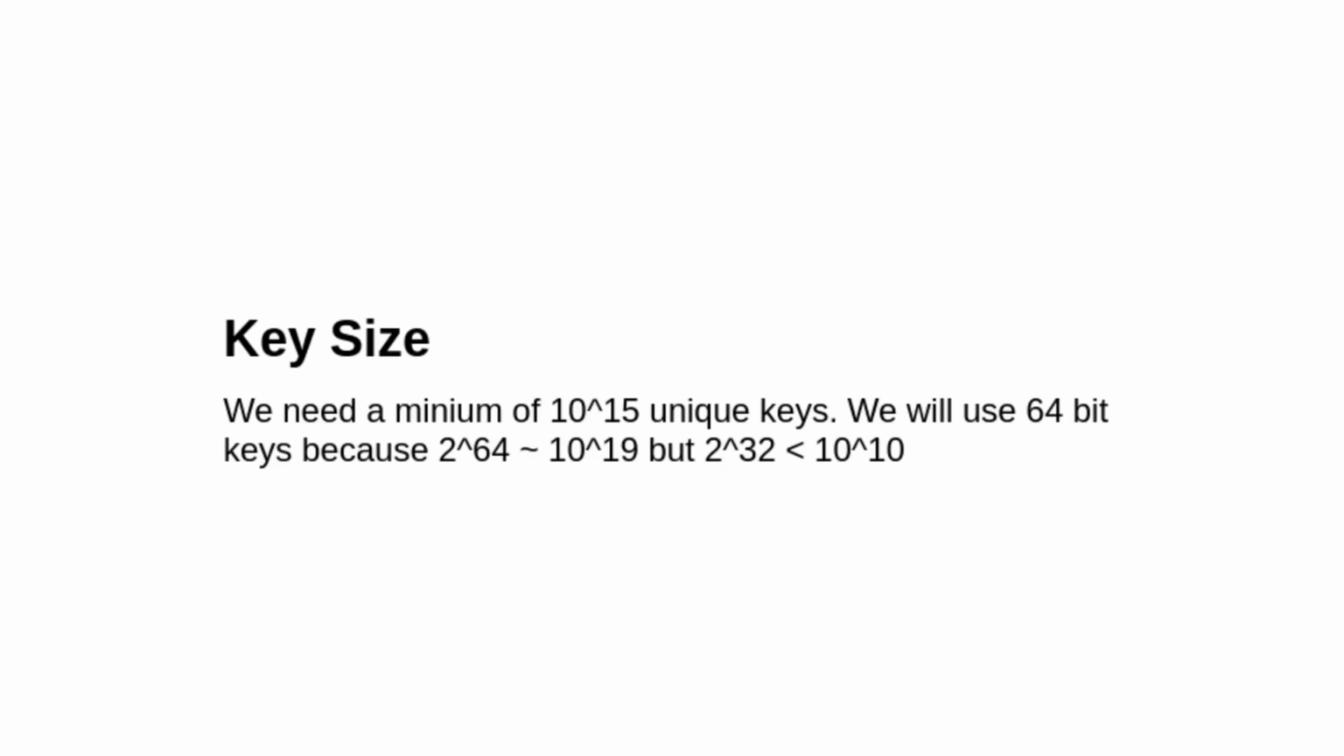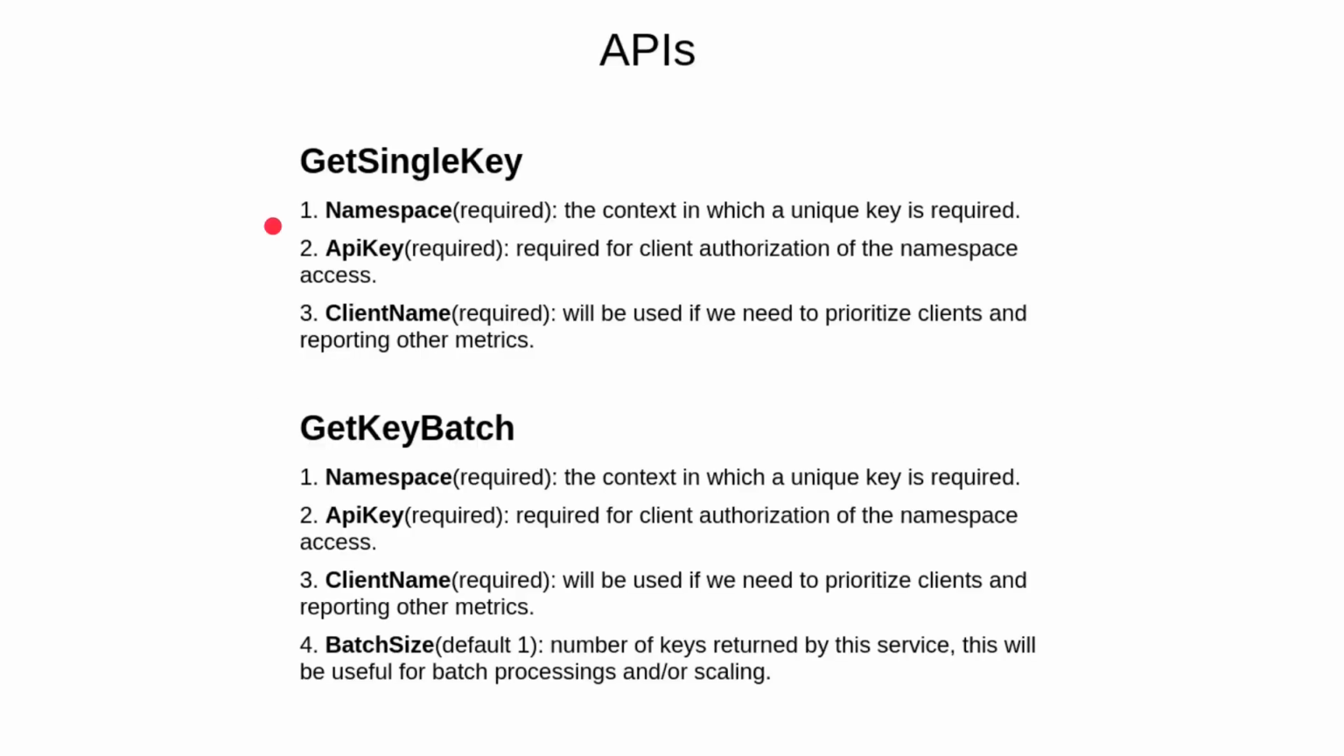Okay, so to run this service for 30 years we need at least 10 raised to power 15 unique keys. So we have to use a 64-bit key because 2 raised to power 64 is about 10 raised to power 19, but 2 raised to power 32 is less than the required number. So these are the APIs which the service will have.